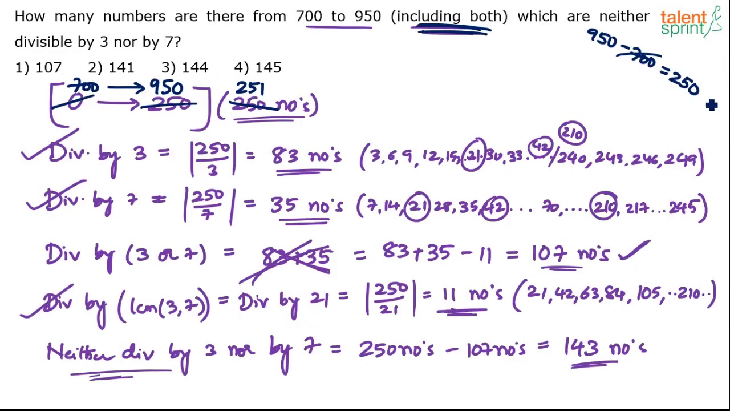700 should also be included. So we should take 250 plus 1. You have to consider 700 as well. 950 has been considered when I say 250, but 700 has not been considered. So 250 plus 1, 251.